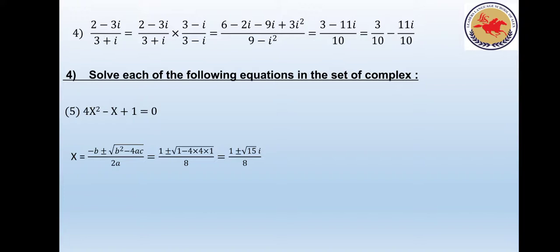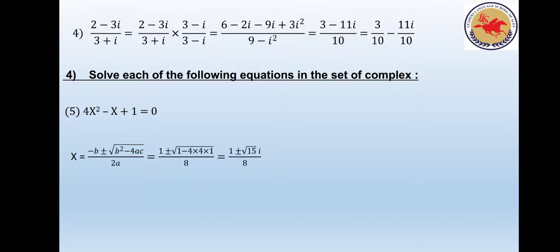Number 4. Solve each of the following equations in the set of complex numbers. We know the set of complex numbers includes all numbers, real numbers and complex numbers. For x power 2 minus x plus 1 equals 0, how to solve it? Yes, by using the general formula.